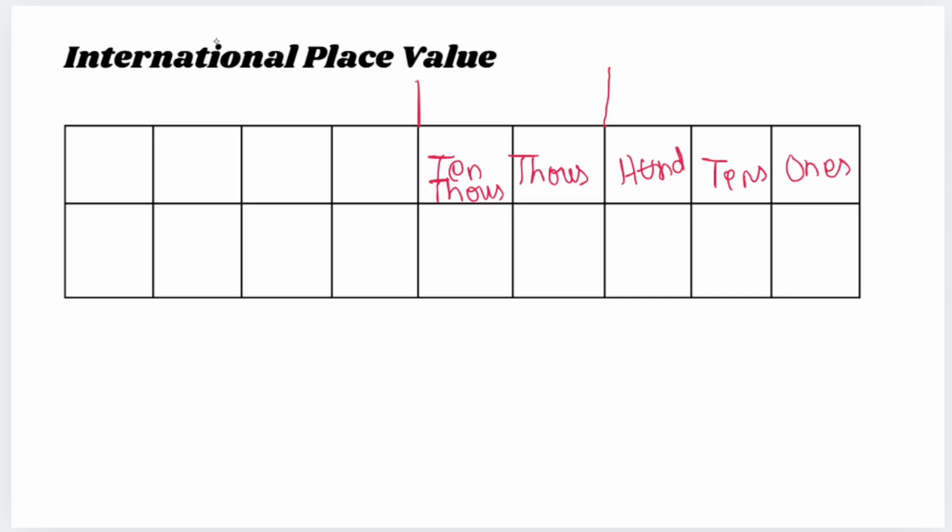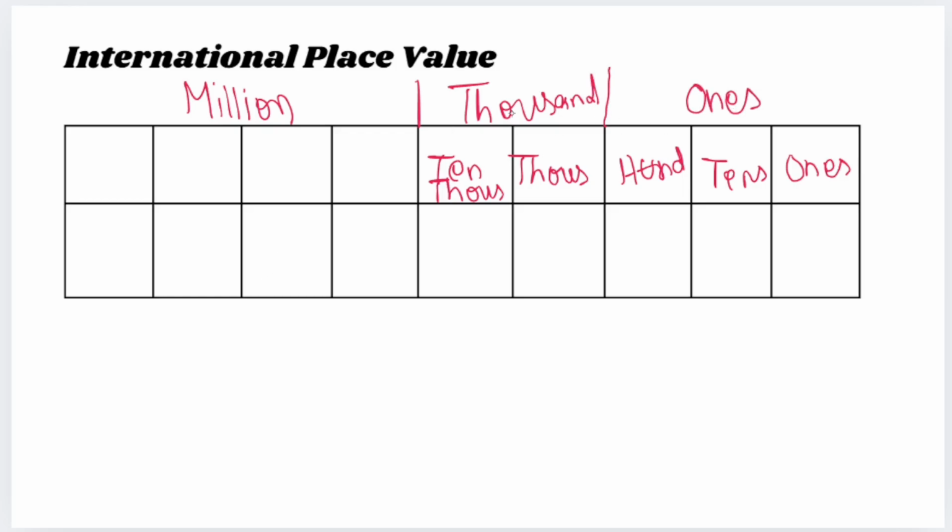But now what we are going to use is million, because in the international system, people usually communicate or write the numbers in millions. As usual, this part will be million, this part will be thousand, and this one is ones.